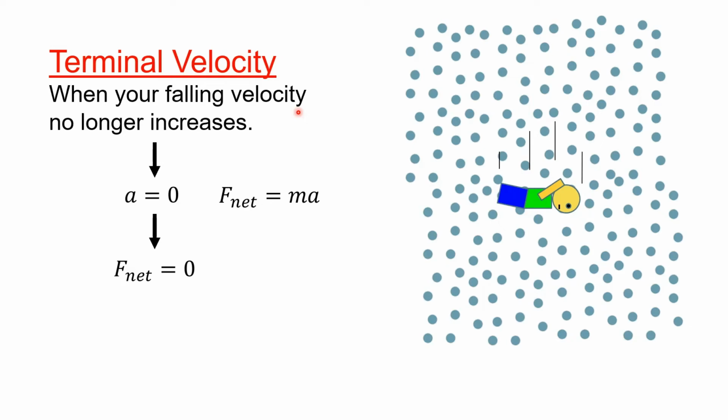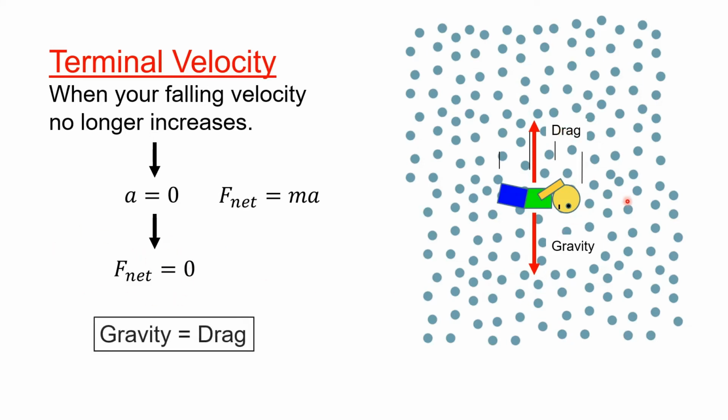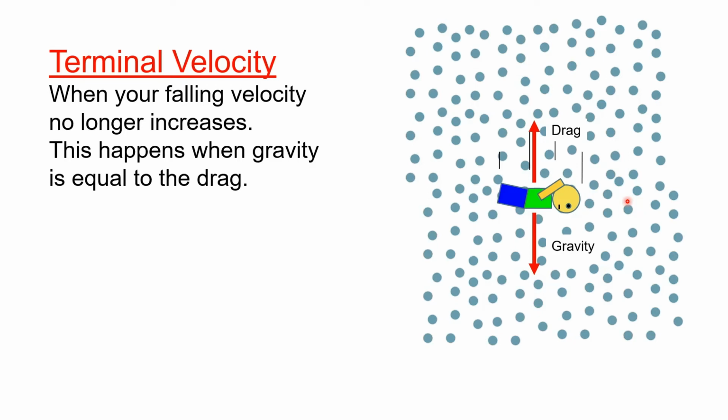Let's look at the forces on my guy as he's falling. We know there's gravity, and there's obviously drag or air resistance. Those are really the only two forces at the moment. So if the net force is zero, and these are the only two, they must be opposite direction but equal. So we can add to our terminal velocity definition that terminal velocity happens when gravity is equal to drag.